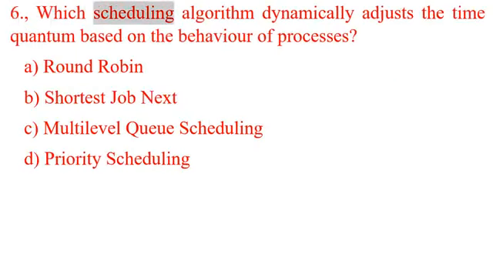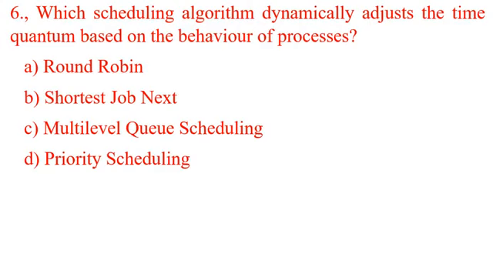6. Which scheduling algorithm dynamically adjusts the time quantum based on the behavior of processes? A. Round robin. B. Shortest job next. C. Multilevel queue scheduling. D. Priority scheduling. Your time starts now.